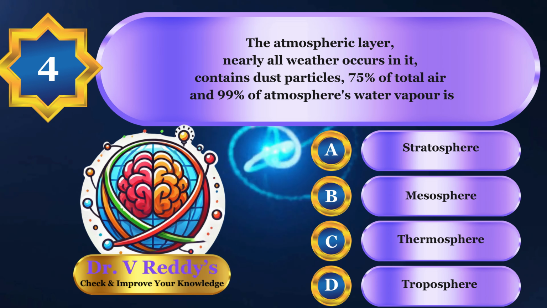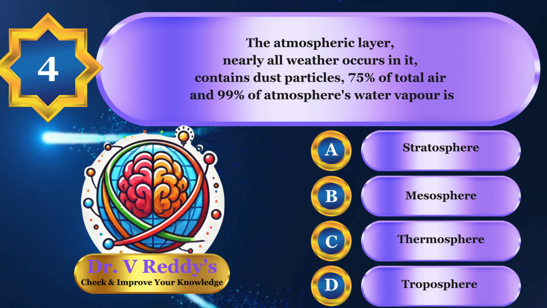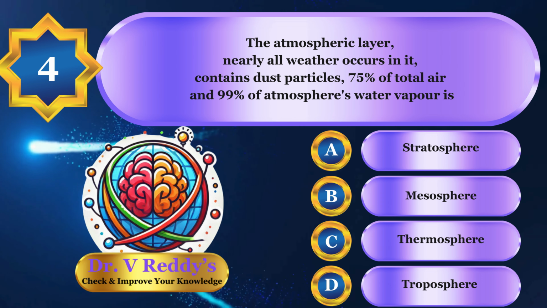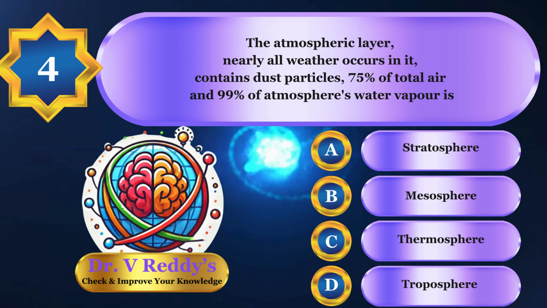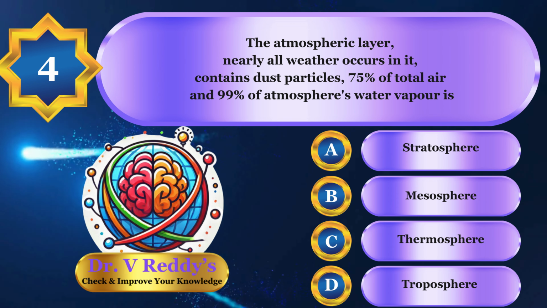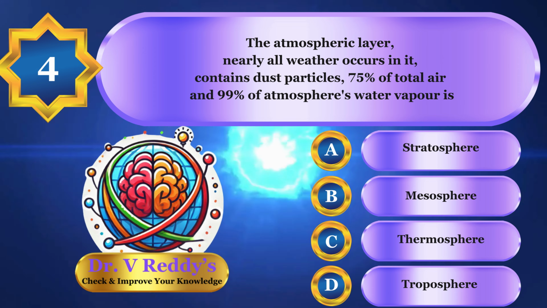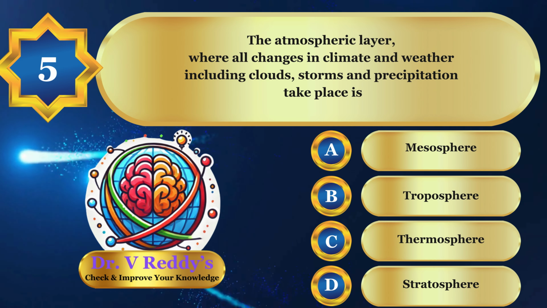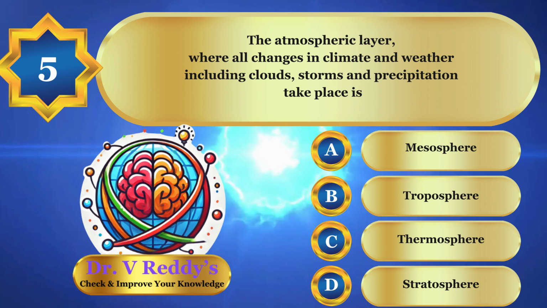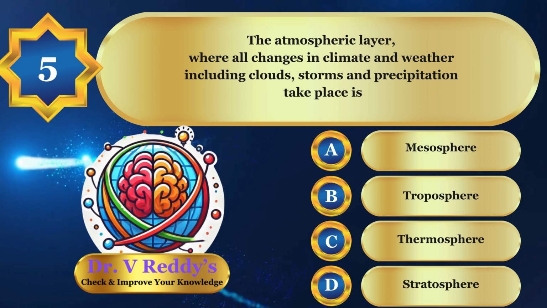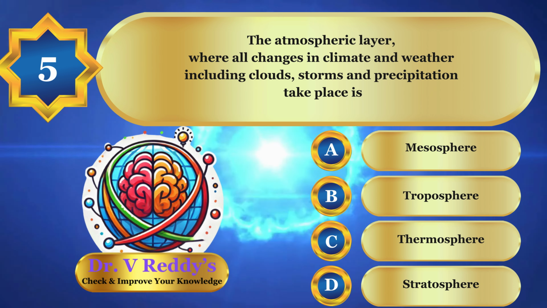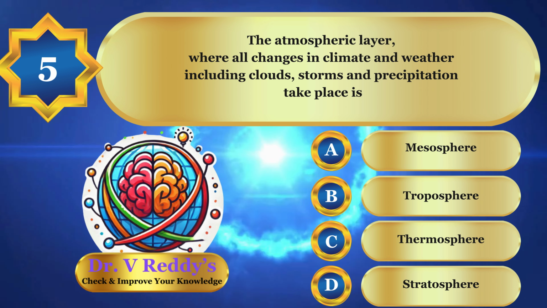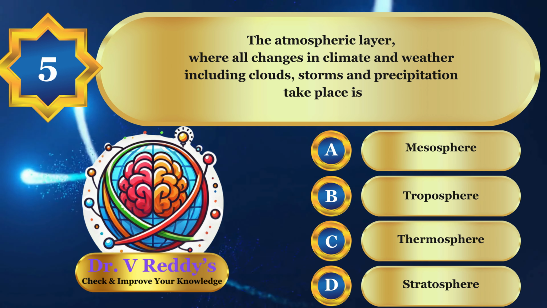4. The atmospheric layer, nearly all weather occurs in it, contains dust particles, 75% of total air, and 99% of atmosphere's water vapor is A. Stratosphere, B. Mesosphere, C. Thermosphere, D. Troposphere. 5. The atmospheric layer, where all changes in climate and weather, including clouds, storms, and precipitation, take place is A. Mesosphere, B. Troposphere, C. Thermosphere, D. Stratosphere.